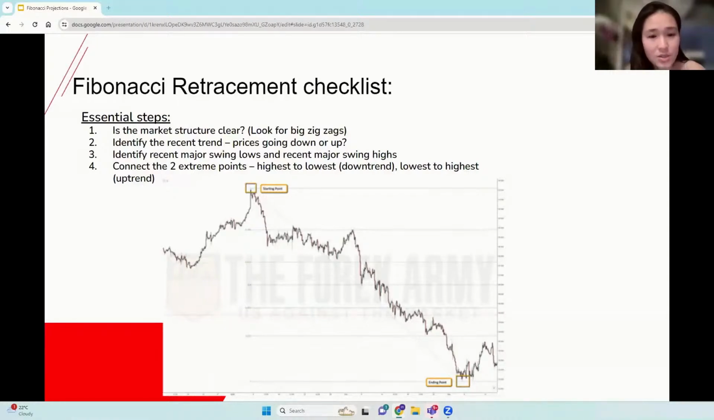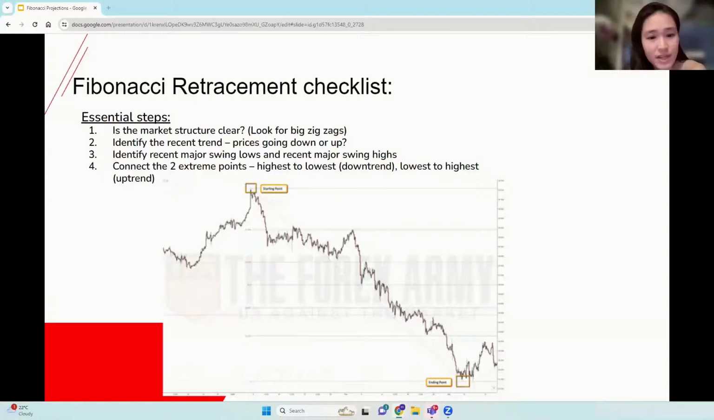Okay, let's get started. So here's a simple checklist to follow when first starting out with Fibonacci retracements and some things that you can look out for. So firstly is the market structure curve. So you want to be looking for big zigzags, and we'll show you examples in the coming slides. Next, we're looking at how we can identify the recent trend. So are prices going down or up? And our typical advice is to always follow the general trend.